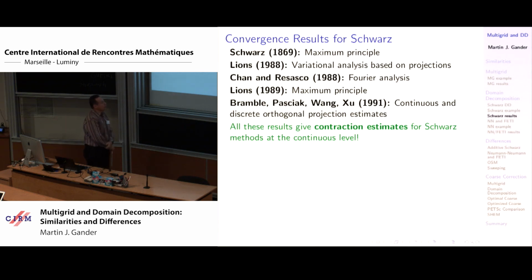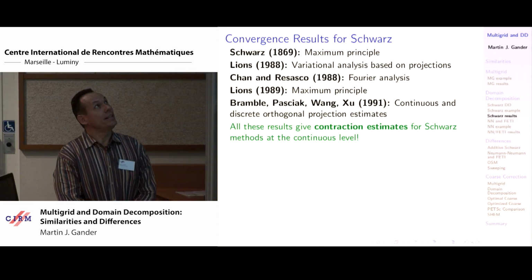What convergence results are known about these Schwarz methods? The first result I told you about is due to Schwarz. It's done by maximum principle arguments in 1869. We also had a quote 1870 in this workshop. The talk was given in 69 and the publication appeared in 70 of Schwarz. Then Lions, about 100 years later, came up with a completely new tool, variational analysis, based on projections. It's a very, very interesting approach to study convergence of these methods. Then we have Chan and Resasco, who introduced Fourier analysis to study methods of this type. And then Lions, in 1999, also gave a maximum principle proof.